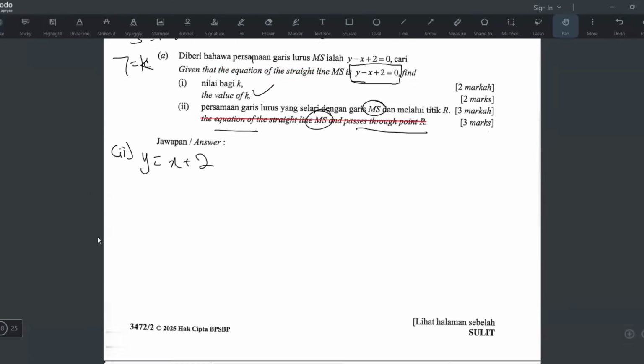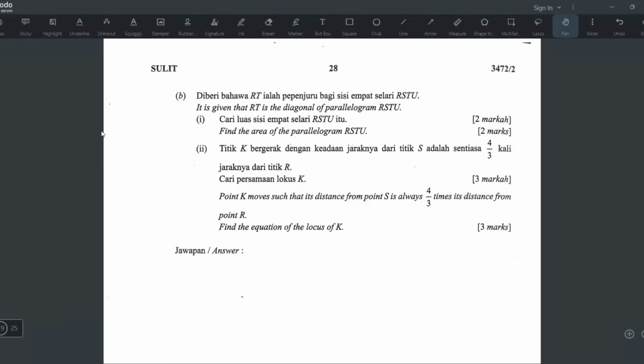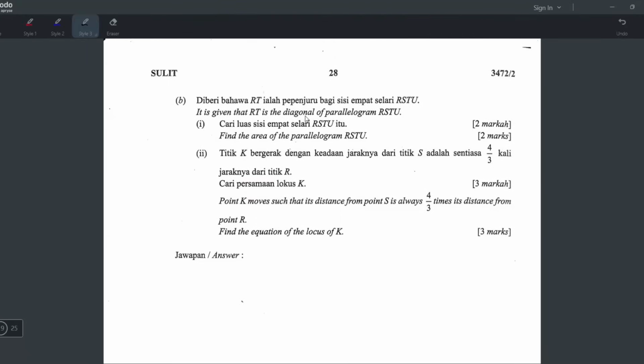Question B. All right, let's read the question. It is given that RT is the diagonal of parallelogram RSTU. What is a diagonal? Diagonal means the line in between the parallelogram. So let's say this is a parallelogram. The diagonal is this line right here and this line right here. So these two lines are what we call the diagonal. Okay, so they say RT is the diagonal of parallelogram RSTU.